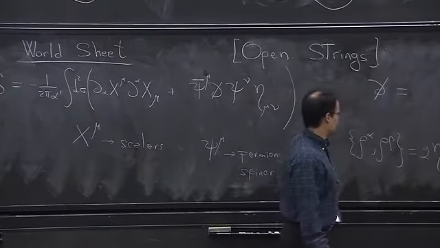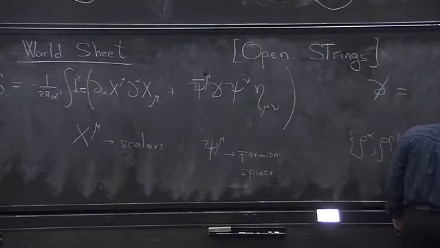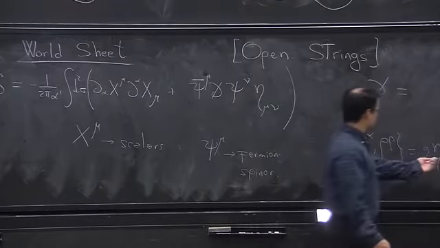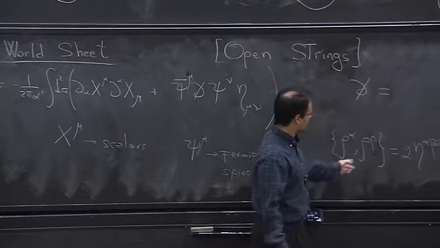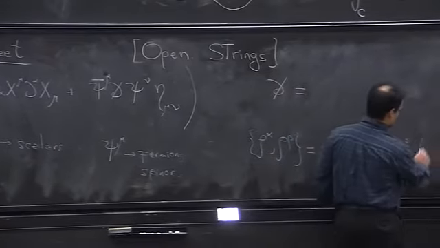How many rows do we have? Well, we only have 2. And it turns out that there is just a 2-dimensional representation of this Clifford algebra, and that's the one we're going to use.